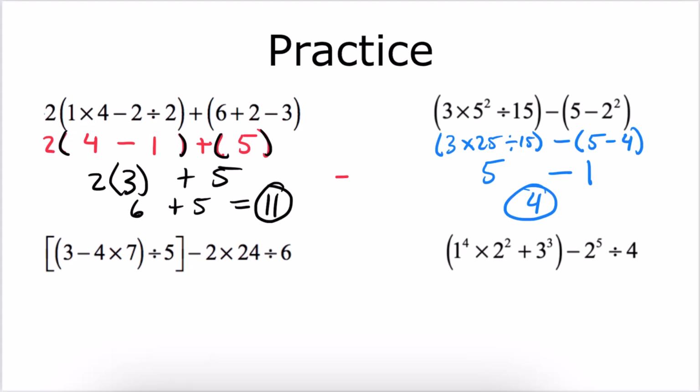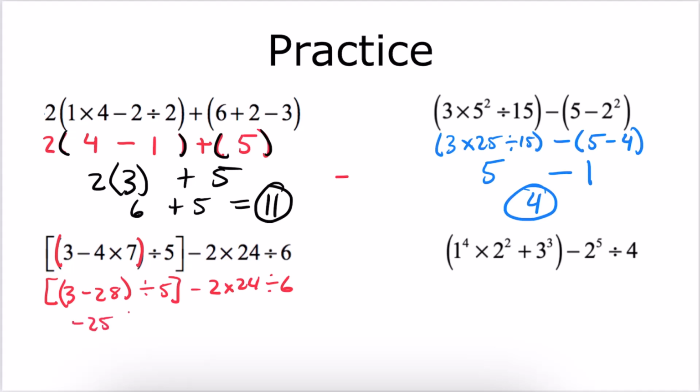On this third one, I'm going to simplify my parentheses, and I actually have 2 sets of parentheses. So I need to simplify my innermost set first. So in my innermost set, I have subtraction and multiplication. And so I need to simplify my most difficult operation first, which is multiplication. So I'm going to have my brackets and 3 minus 28 divided by 5 minus 2 times 24 divided by 6. So now I'll keep simplifying my parentheses, and 3 minus 28 is negative 25.